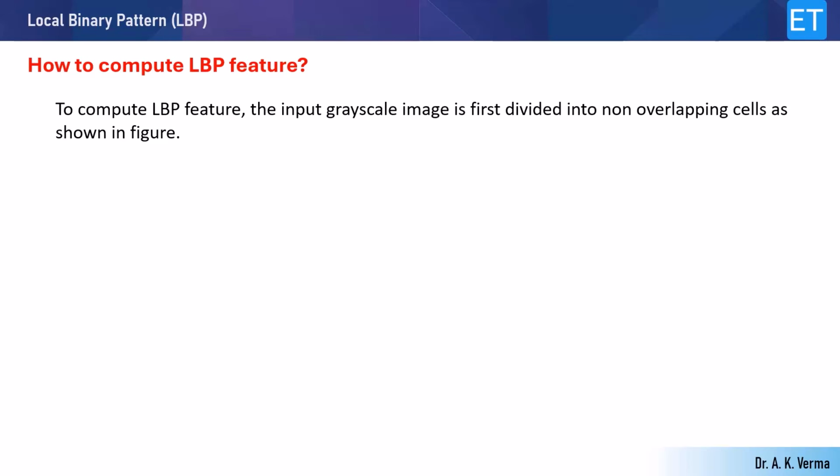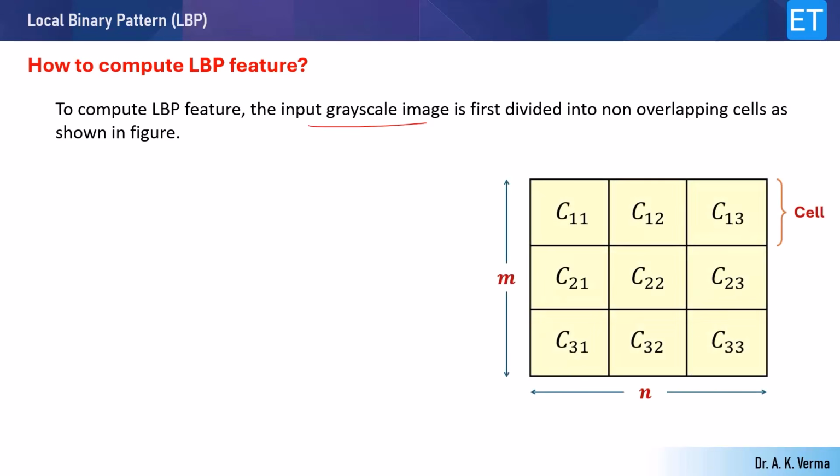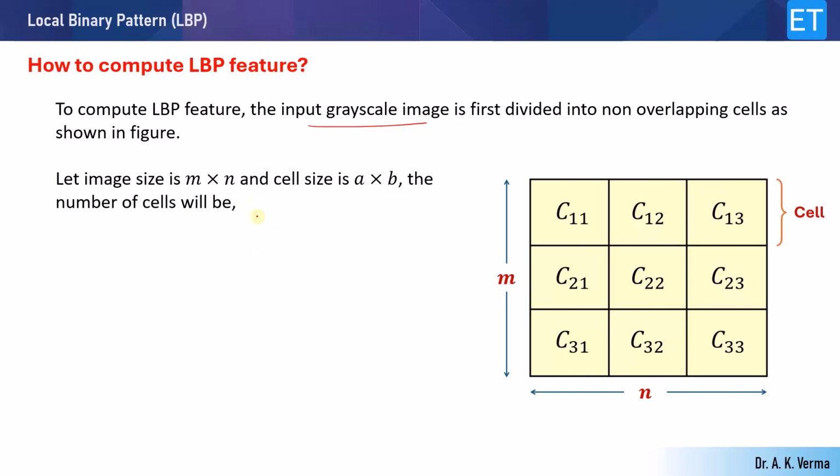Now let me show you how you can compute the LBP feature of an image. To compute the LBP feature, the input grayscale image is first divided into non-overlapping cells as shown in this figure. So we have an image of size m by n, as you can see, and now we are selecting the cell size of A by B. So you can find the number of cells simply by dividing rows by rows and columns by columns. So floor of m upon A and floor of n upon B.